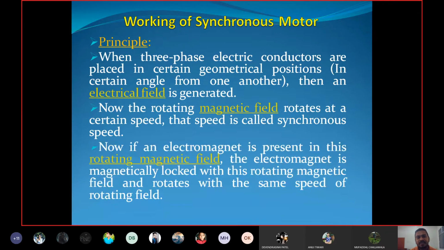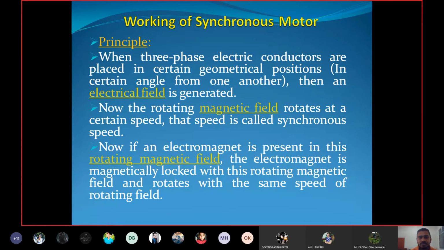Now if an electromagnet is present in this rotating magnetic field, what happens? The rotating magnetic field is produced when supply is given to the three-phase electric conductor. The magnetic field is produced, and this magnetic field rotates at a synchronous speed.